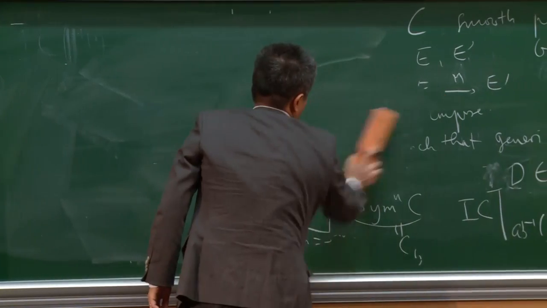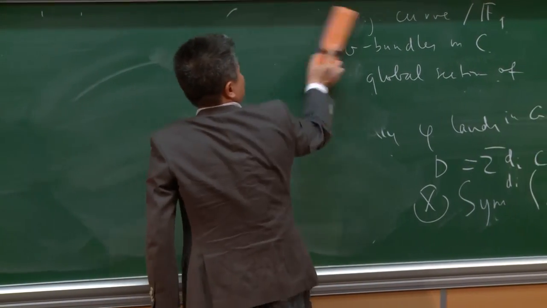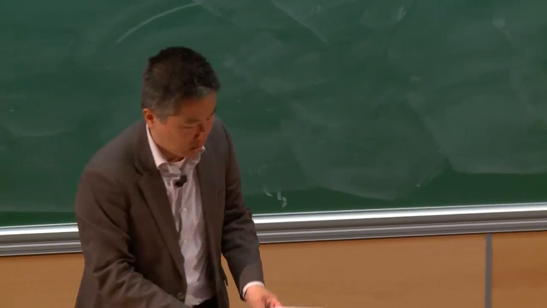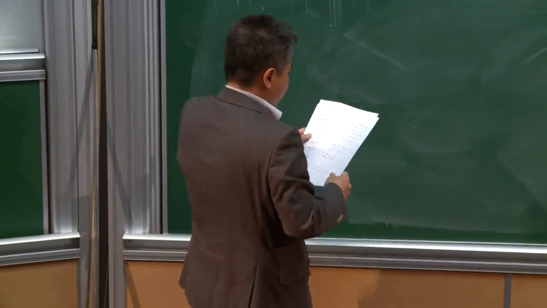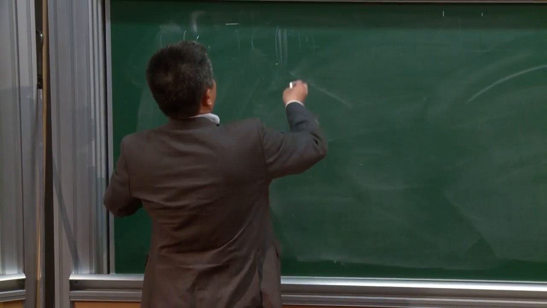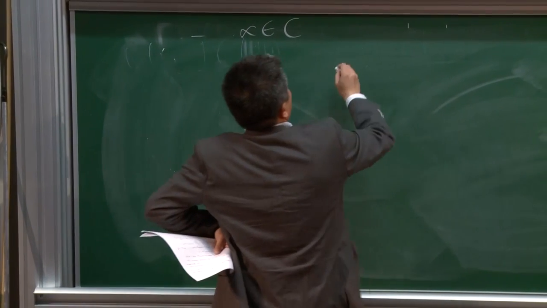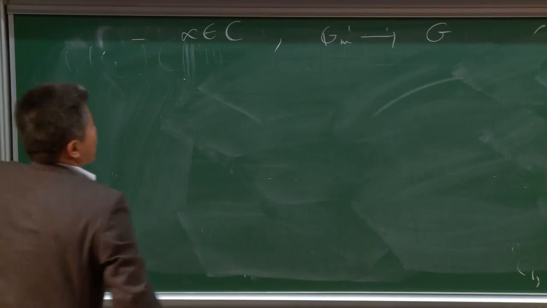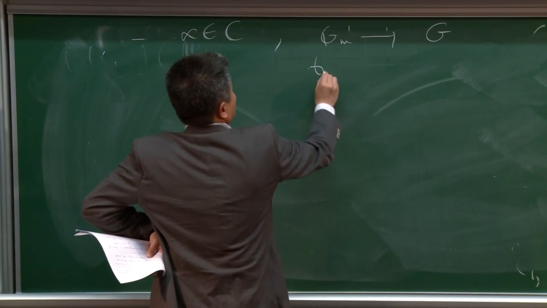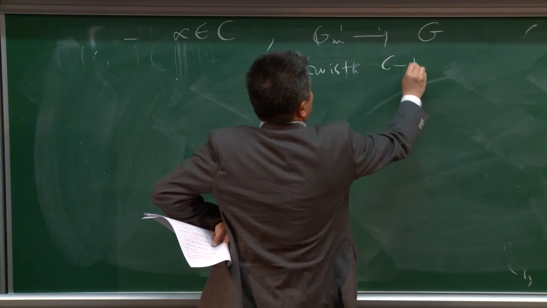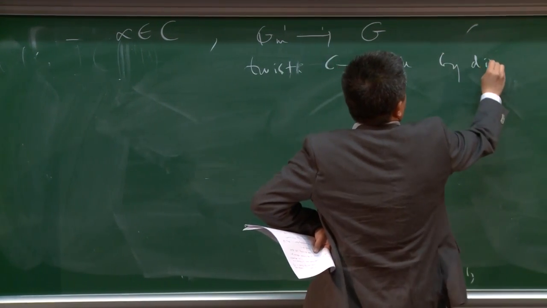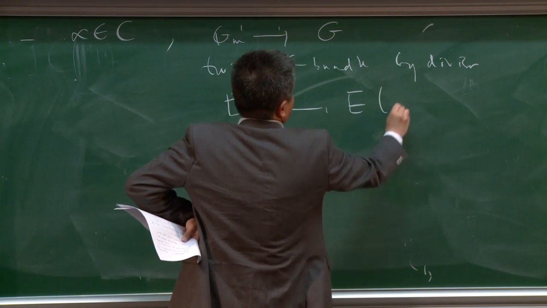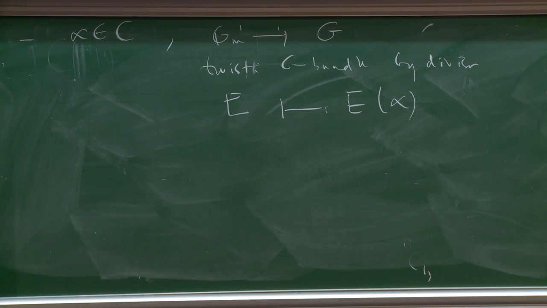So now let me explain something that I've been trying to do for a couple of years without much success. Okay, so now we have this infinity point in C, and we also choose a map from G_m to the center of G, so that you can twist G-bundles by a divisor. So for every E-bundle, you can do E(infinity). Just for example, for a vector bundle, you can twist by one infinity.